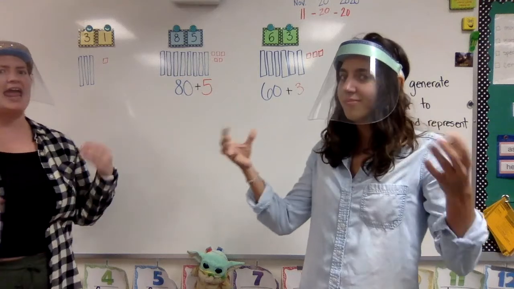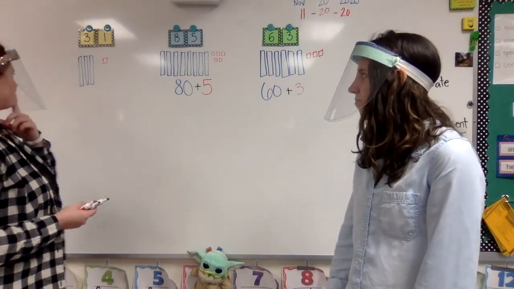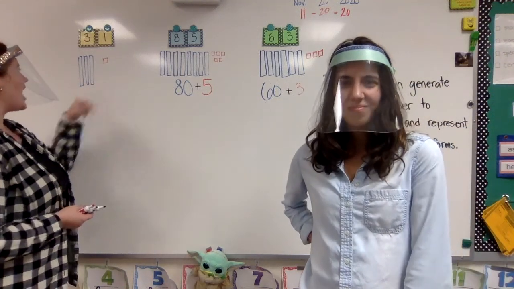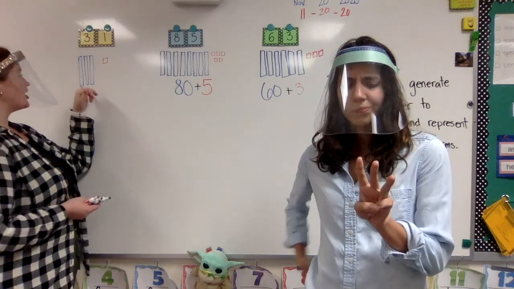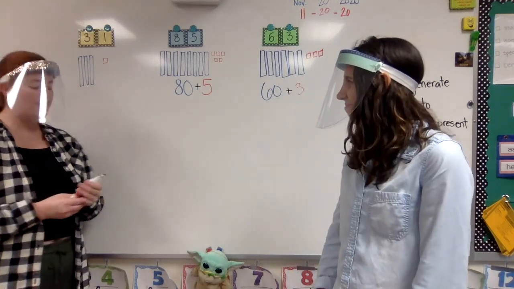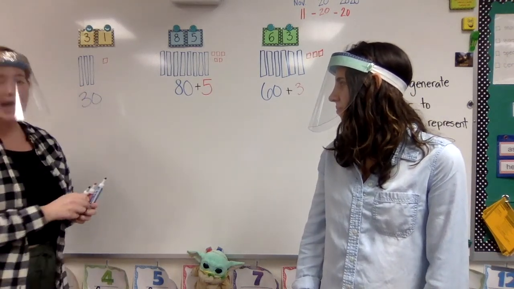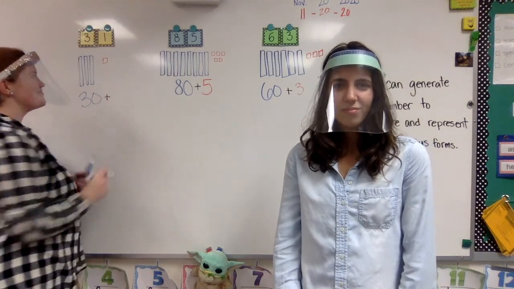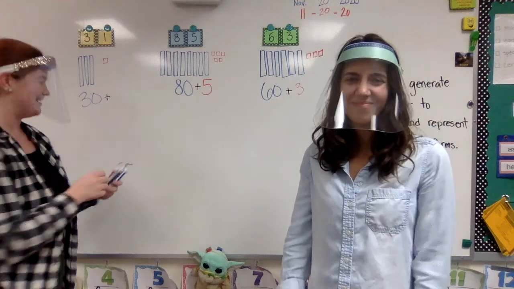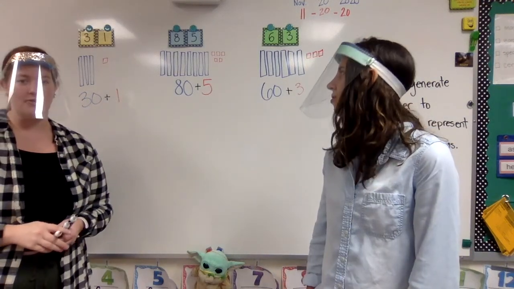Ooh, I need to add an expanded form. I'm going to expand this number. I know I need the value of my tens plus the value of my ones. I have 3 tens, so I could go 10, 20, 30. Oh, if I have 3 tens, it's worth 30. So I'm going to say 30 plus the value of my ones. And if I just have 1, it's worth 1. 30 plus 1 is my expanded form.